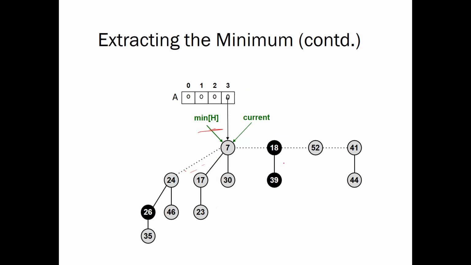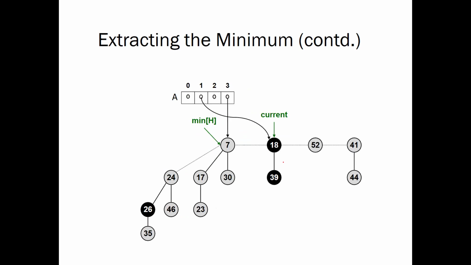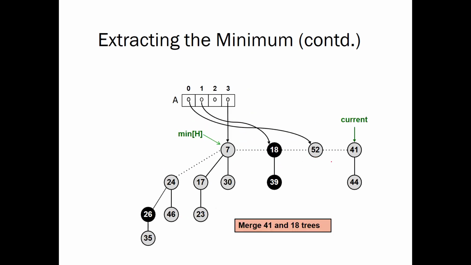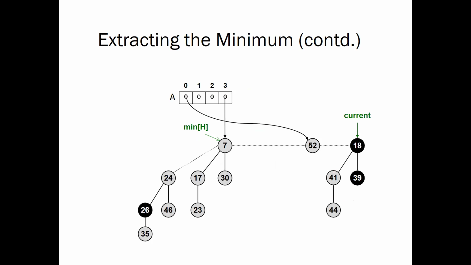Now we keep on doing this for the next node that is acting as a current. Its degree is 1. 1 is free. So we can arrange 1 here. Then next one's degree is 0. 0 position in the array pointer is also free. So bring it here. Now next is 1 again. Now 1 is not possible, right? So we have to combine this 18 rooted tree and the 41 rooted tree. We merge it together. So we bring it here, 18, 39 and 41, 44.